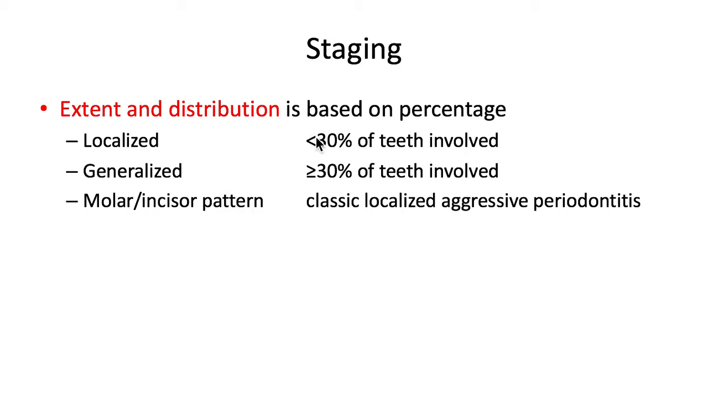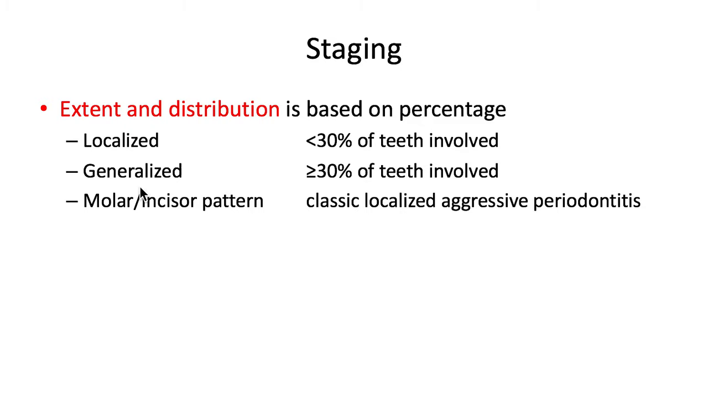So to put this in a little bit more relevant perspective, if a patient has 32 teeth, that's all their teeth, including their wisdom teeth, then this 30% threshold is 10 teeth. So the cutoff for becoming generalized is 10 teeth being affected. If the patient had their wisdom teeth removed and they have 28 teeth, then this 30% threshold is at 8 teeth. So the cutoff for becoming generalized would be if 8 teeth were affected.